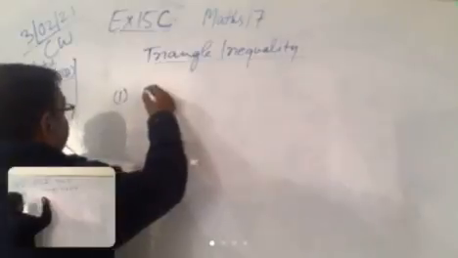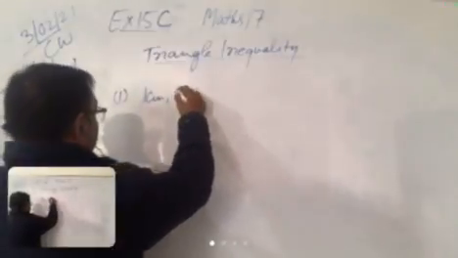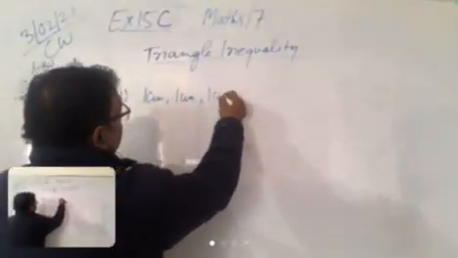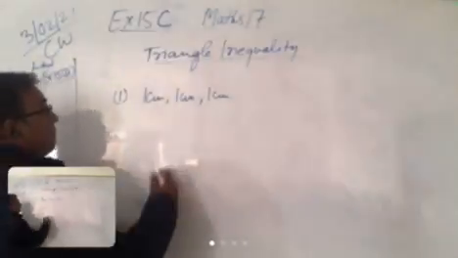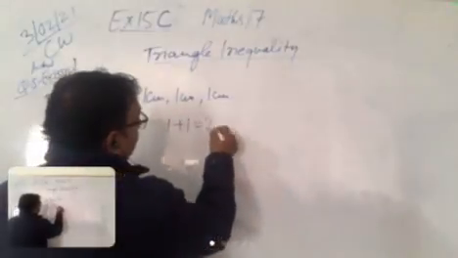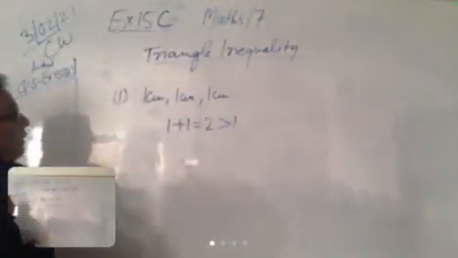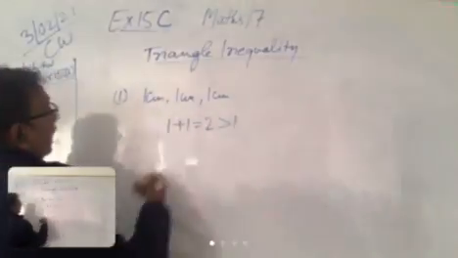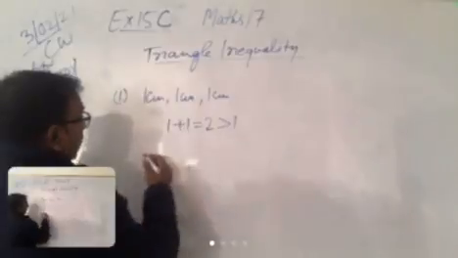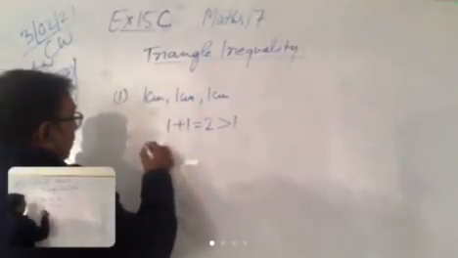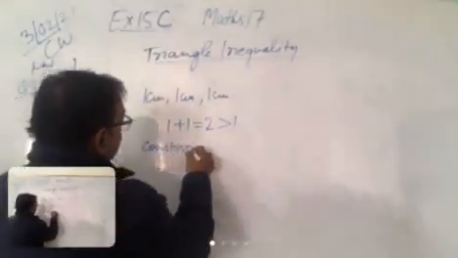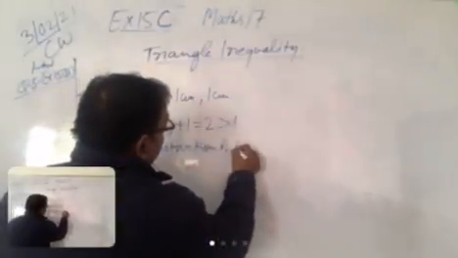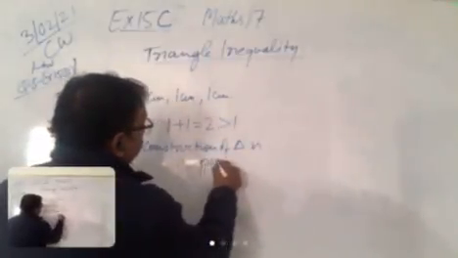In question number 1, the sides are 1 centimeter, 1 centimeter, and 1 centimeter. And we have to check with every side. So 1 plus 1 is equal to 2 and it is greater than 1. और सारे 1 है तो दोबारा 1 1 लिखने की जरूरत नहीं है. Now you can see here construction of triangle is possible.